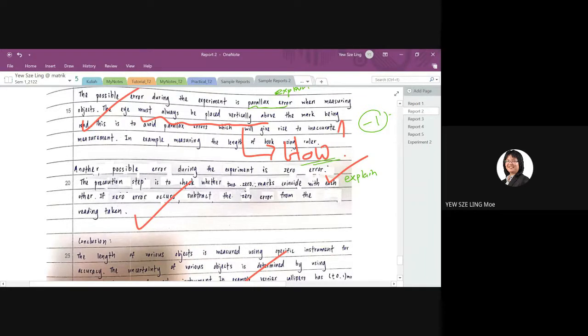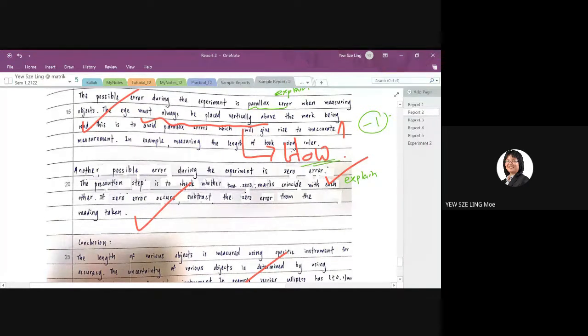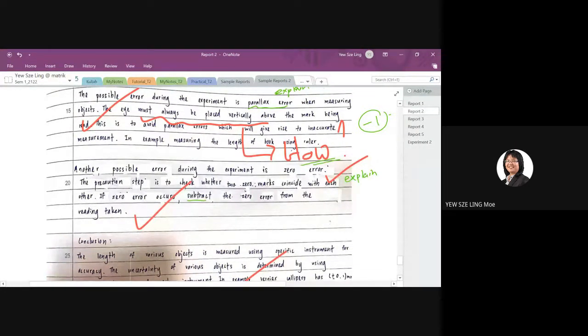So if there's a zero error, now what should you do? You subtract. Now she gave me a suggestion. If I found a zero error, then I subtract the zero error. So this is a good precaution. This is a good discussion. Okay, this is a good discussion.